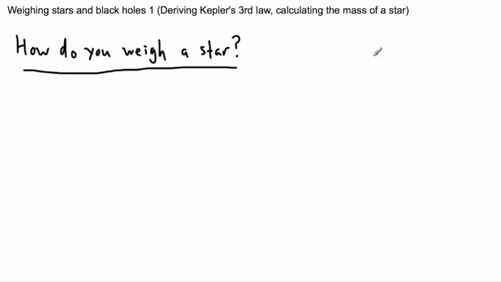In astronomy, a lot of the times we talk about the mass of a star. And so we're going to be looking at that. How do you actually find the mass of a star? And also, how do you find the mass of a black hole? That's going to be the next series of videos here.